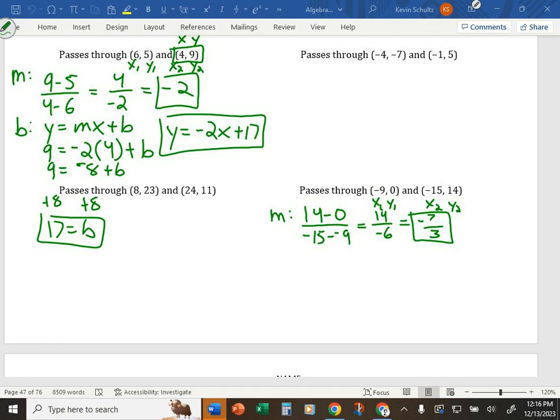Landon? Plug it in. Plug it in. Landon, which ordered pair would you like to use? The choice is yours. First one. Negative 9, 0. Fantastic. Okay? There's our value for x. There's our value for y. So in slope-intercept form, y equals mx plus b. 0 is y. Our slope is negative 7/3. Negative 9 is our x. And we're solving for b.